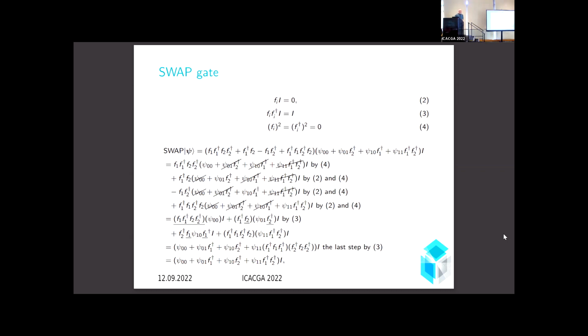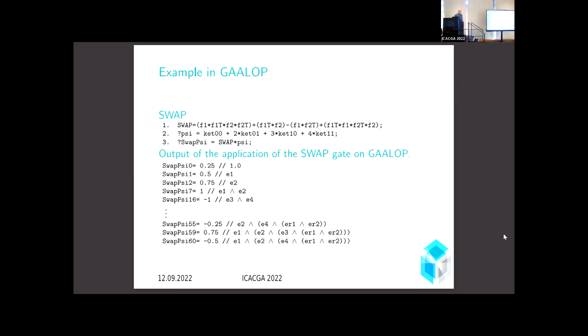But generally, for computation, I use computers. So we use Gallop, and in Gallop it's easy because we use the bit basis. It's very easy to write any elements of quantum computing. So the swap gate is this element.